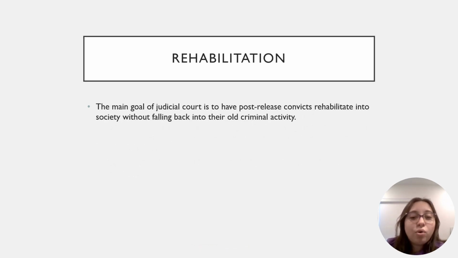Rehabilitation. The main goal of the judicial court is to have post-release inmates rehabilitate into society without falling back into their old criminal activity. Although there is a large probability for criminals to recommit the same type of crime, that's what happens for them. Factors that encourage criminals to deter away from criminal activity are age, marital status, and the number of children in the household. When they're back in their family household, they are again the provider of the home. They will stay away from criminal activity because risk aversion would create a sense of fear of being away from their household and not being able to provide financially in prison.